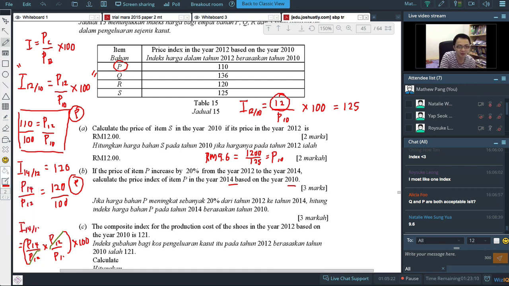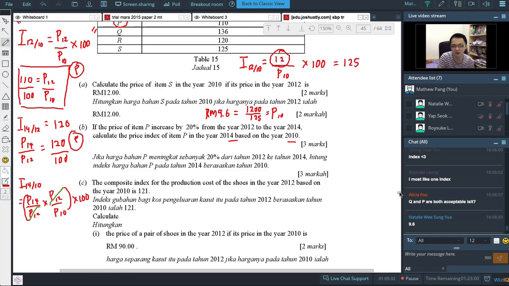Then you will get 14 over 110. Do you see that? Which is what the question asks for, 14 over 110. Okay, this is the basic idea of how to solve this sort of question. So I substitute in: 14 is 120 over 100, 12 over 110 is 110 over 100, multiply by 100.